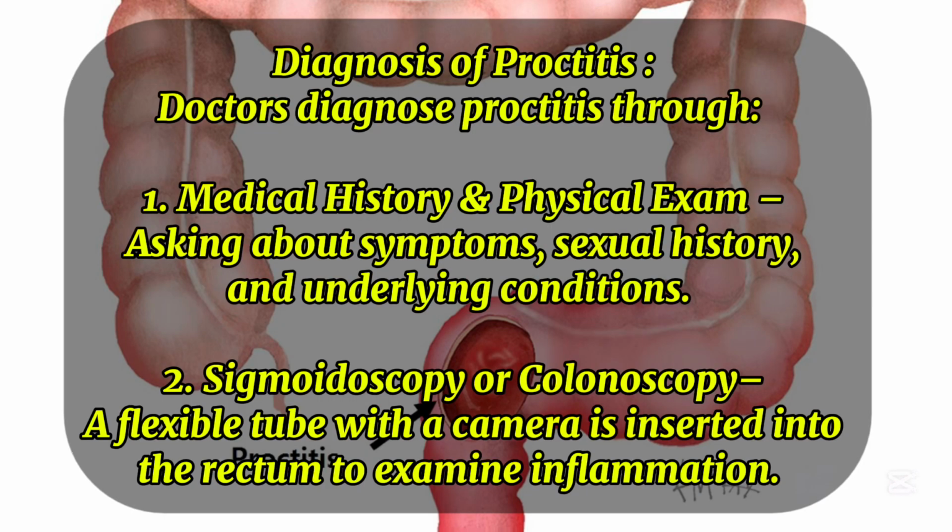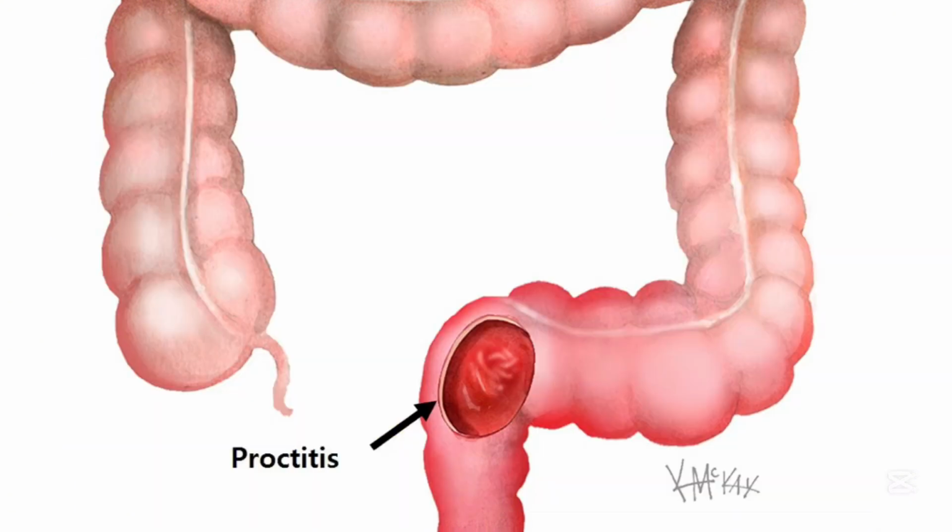Diagnosis of proctitis. Doctors diagnose proctitis through: 1. Medical history and physical exam, asking about symptoms, sexual history, and underlying conditions. 2. Sigmoidoscopy or colonoscopy, where a flexible tube with a camera is inserted into the rectum to examine inflammation.